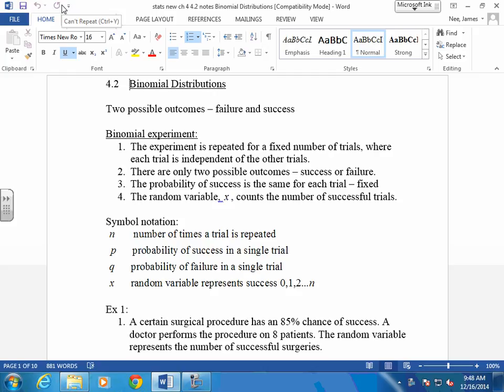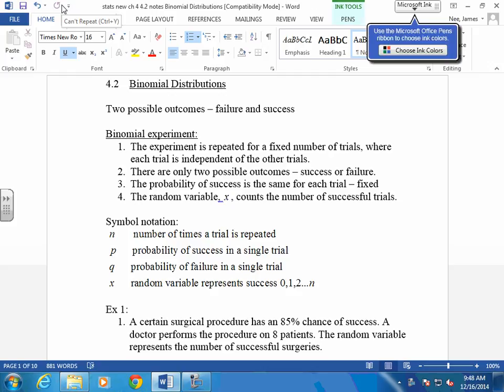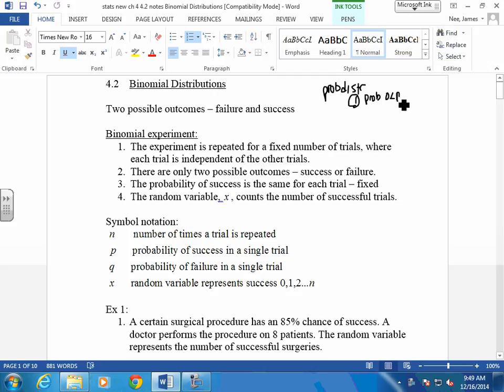Okay, we started yesterday talking about the binomial distribution. We said that before it's even a binomial, it's still a probability distribution. It still meets two criteria. One, that the probabilities have to be between 0 and 1. And the second one, that the sum of all the probabilities has to equal 1. That has to be a given before it can even be considered to be a binomial.